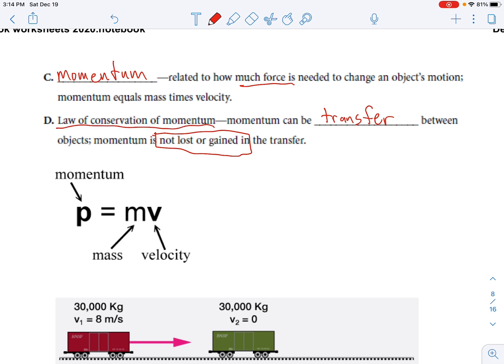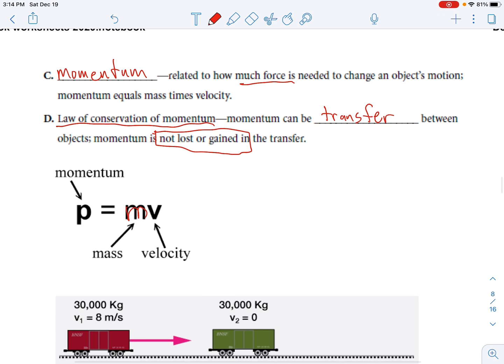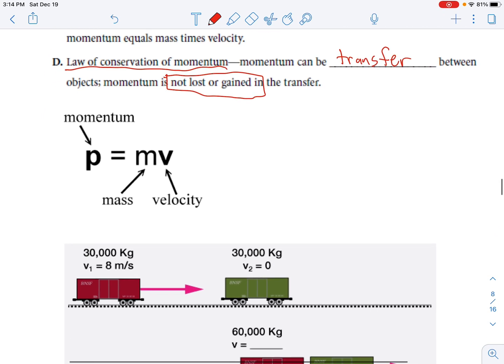Okay, and there's a formula for momentum here. Because the letter M is already being used for mass, somebody decided to use the letter P for momentum. I don't know if that was a great choice, but that's what it is. So momentum is mass times velocity. And remember, velocity is kind of another word for speed.